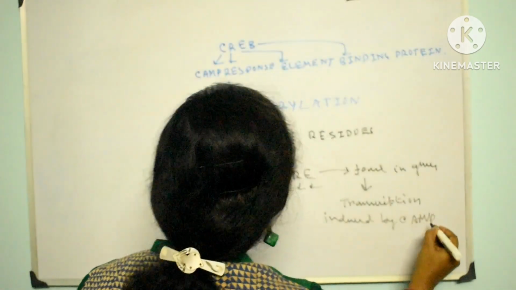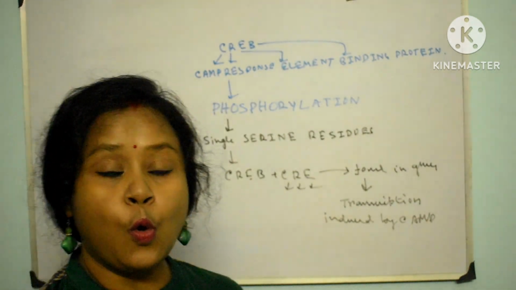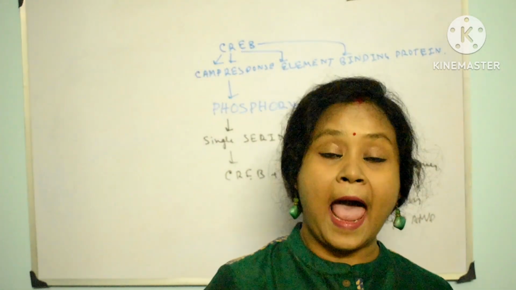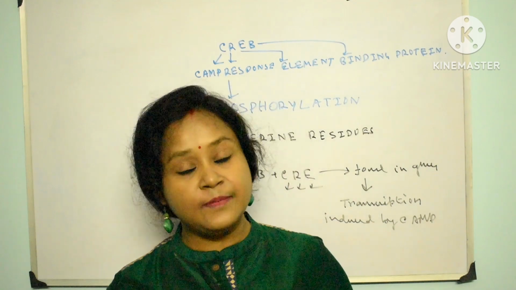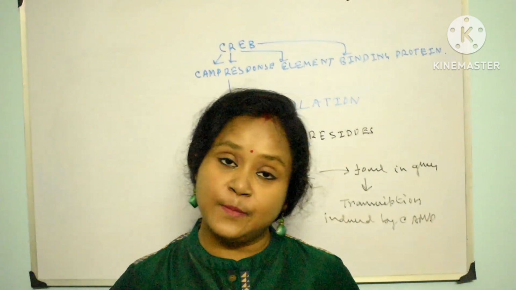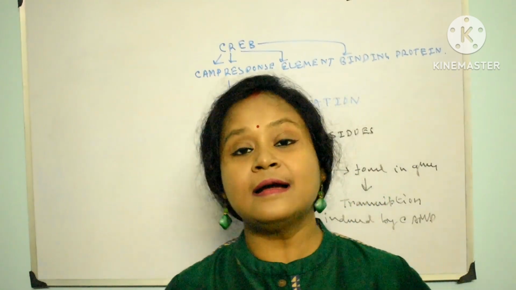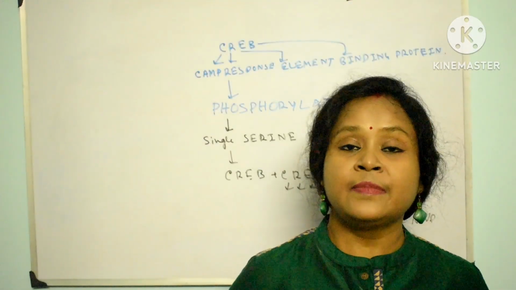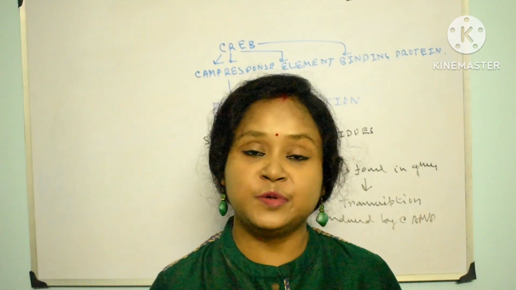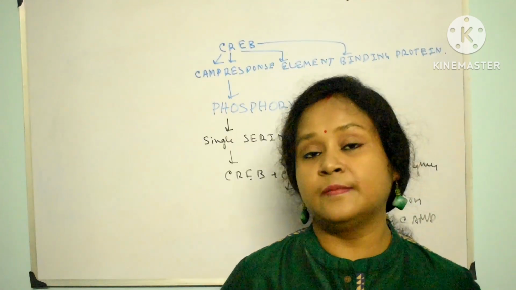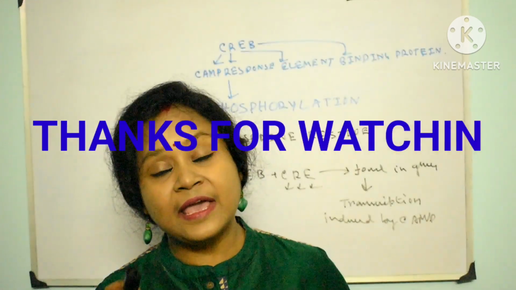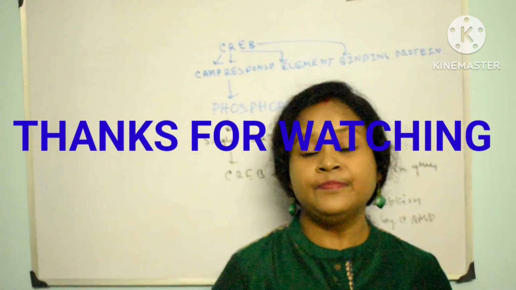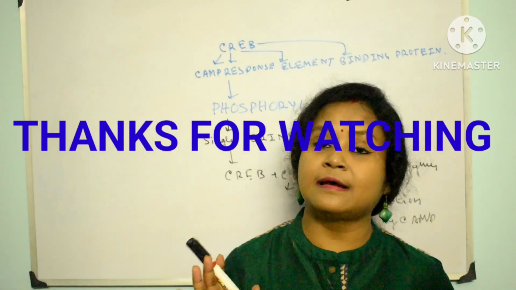And this gene transcription is induced by cAMP. So this is the whole scenario about activation of the second messenger cAMP and protein kinase A. This is, in a nutshell, the activation description and working principle of a major secondary messenger, cAMP, and protein kinase A.